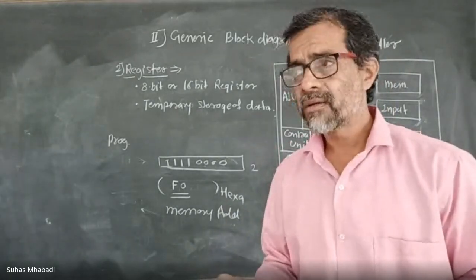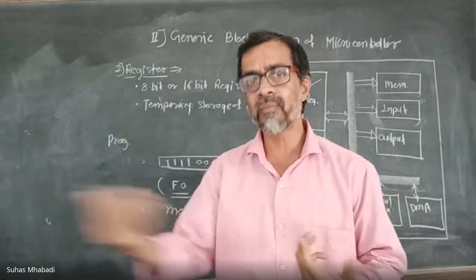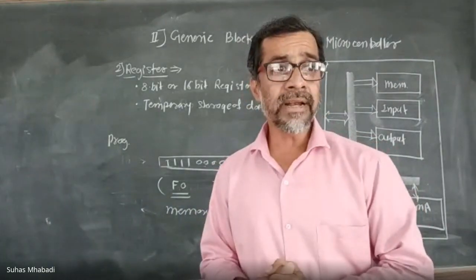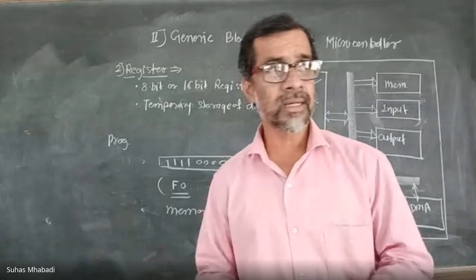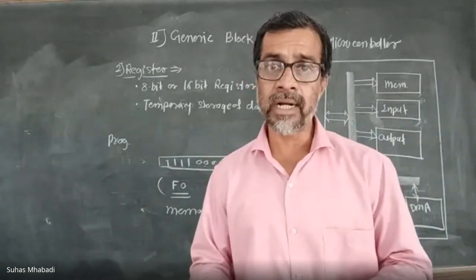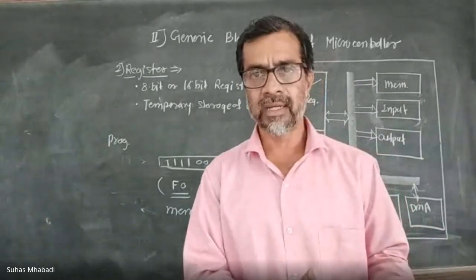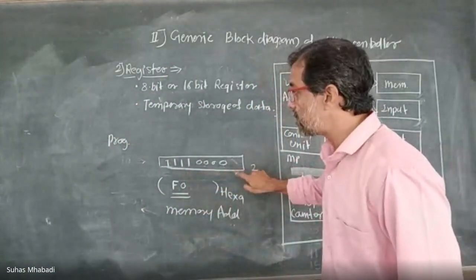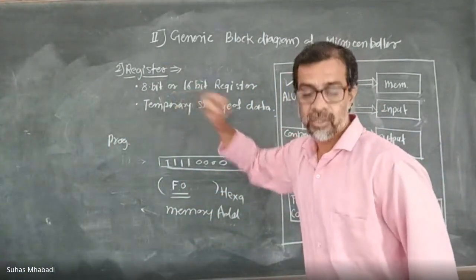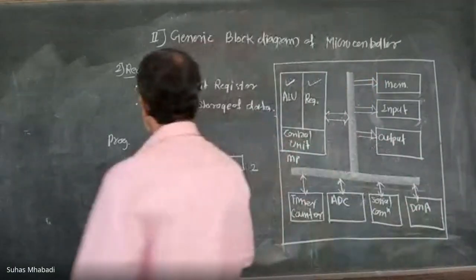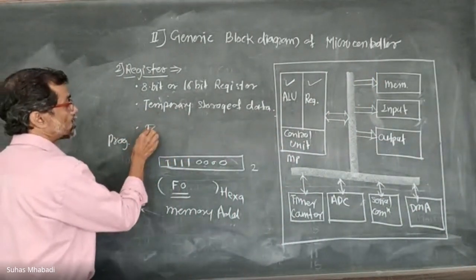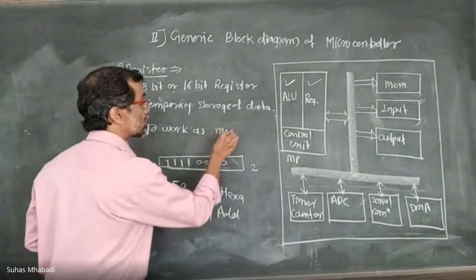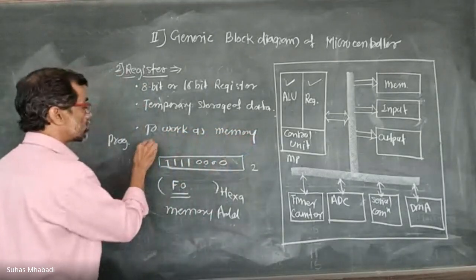Communicate for what? It may fetch some data from that memory. It may require storing some data in that memory. It may require deleting data from that memory. It may require copying the content of that memory. That function may be different. But which location? That location is given by an 8-bit register. So that is called a memory pointer.